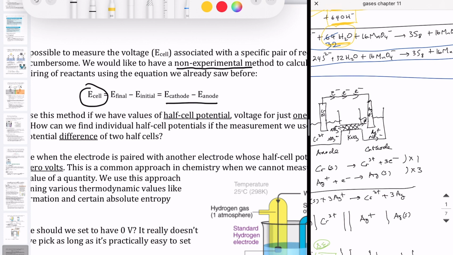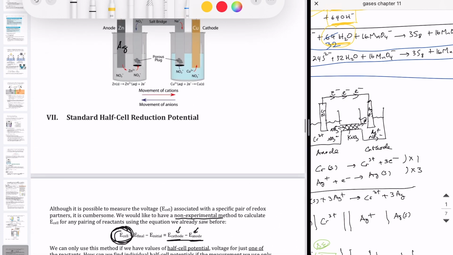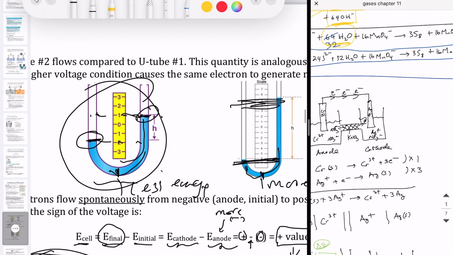Which is the potential of the cathode minus the potential of the anode. The problem is we don't really know what these individual numbers are. What we know is this. We can measure the E cell, which is the delta, the difference between the two sides, but we can't measure the individual sides, okay? Which is kind of different compared to that analogy I've been giving you with water.